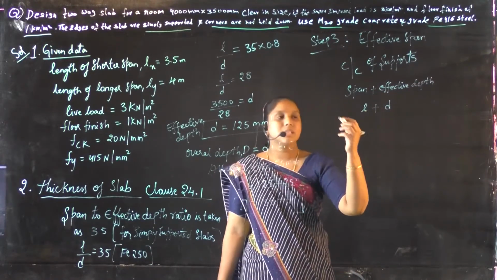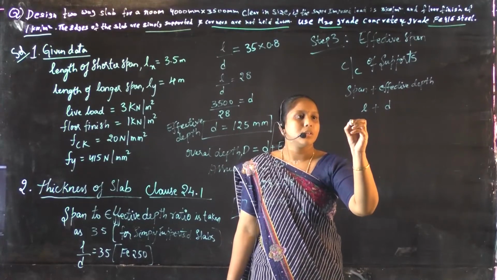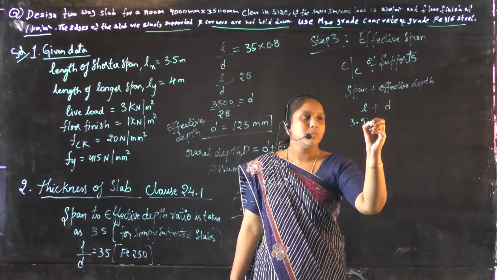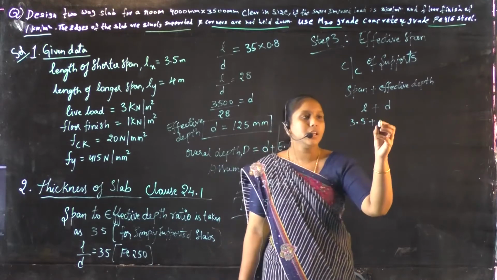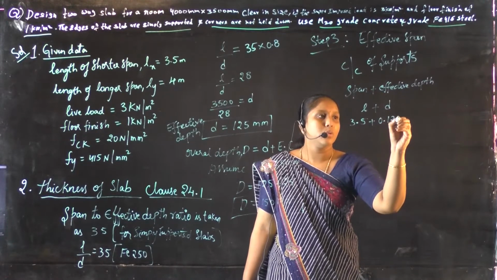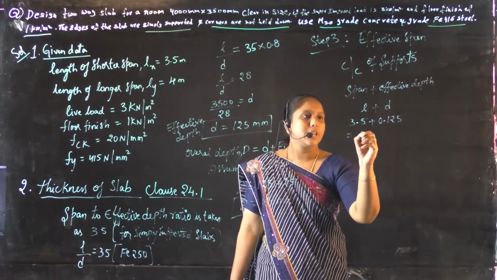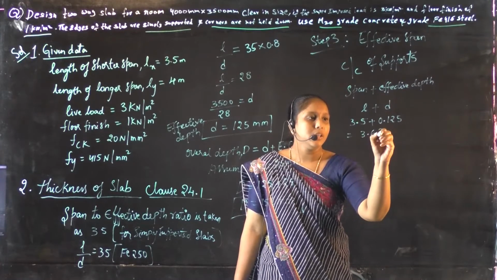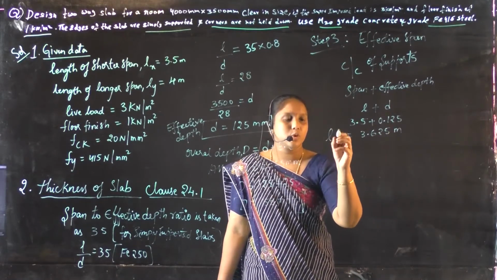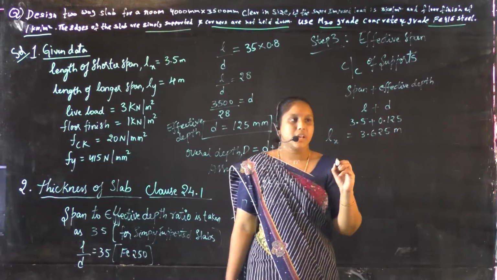So how much is Lx? It is 3.5 plus d. How much is d here? d here is 0.125. So which will give you 3.625 meters. So this is the effective span along the x direction.